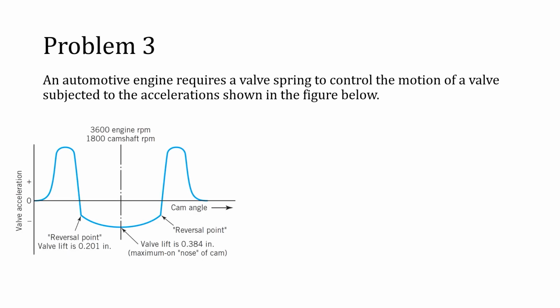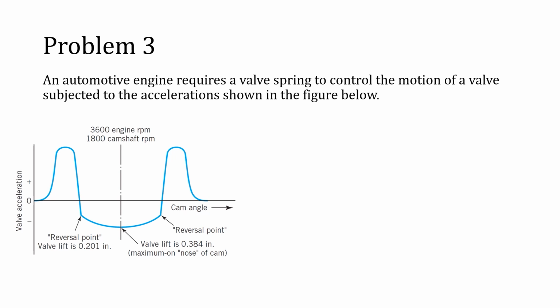Okay, so moving on to my last problem, problem 3 before Hallie takes over. This is kind of a design question, so it's possible to end up with a whole bunch of different answers. So what do we have here? We have an automotive engine that requires a valve spring to control the motion of a valve subjected to the accelerations shown in the figure below. If you look at this figure, there's essentially 3 points that we really care about. Really it's 2 points, but 2 of them are the same.